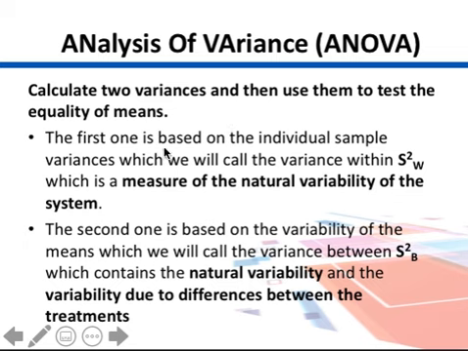The first one is based on the individual sample variances, which we call the variance within, S squared W, which is a measure of the natural variability of the system. The second one is based on the variability of the means, which we will call the variance between, S squared B, which contains the natural variability and the variability due to differences between the treatments.